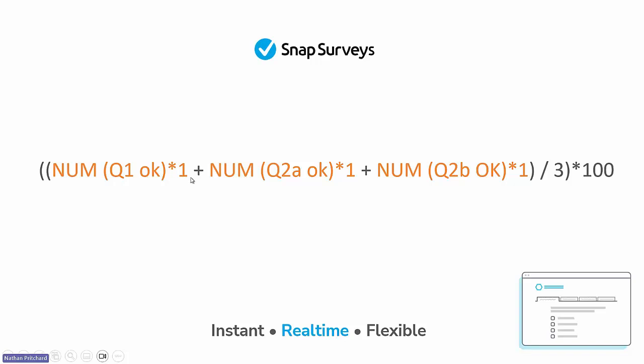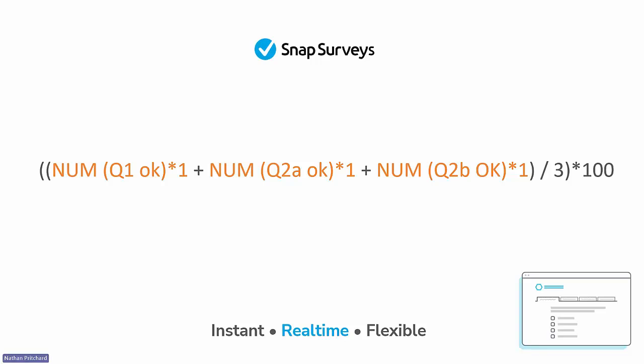If we try and decipher what this means, it's basically saying if question 1 has been answered, give it a point. If question 2A has been answered, give it a point. If question 2B has been answered, give it a point. Add those points together, so could be a possible 3. Divide it by the number of questions on that particular tab, which was 3, and then convert it to a percentage with the times 100.